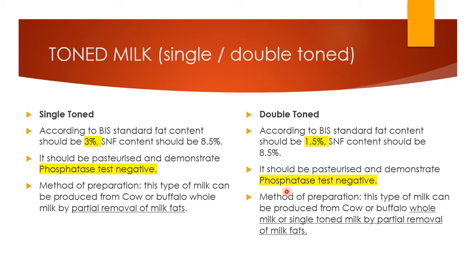Next is the method of preparation. Single toned milk can be produced from cow or buffalo whole milk by partial removal of milk fats. So here you need to remove milk fats. In case of double toned milk, it can be produced from cow or buffalo whole milk or single toned milk by partial removal of milk fats. So you can use single toned milk for further fat removal, and you will get double toned milk. Or you can use whole milk and do fat removal twice to get double toned milk.